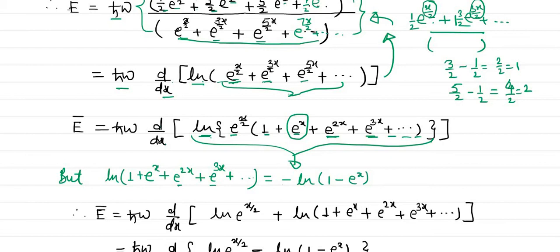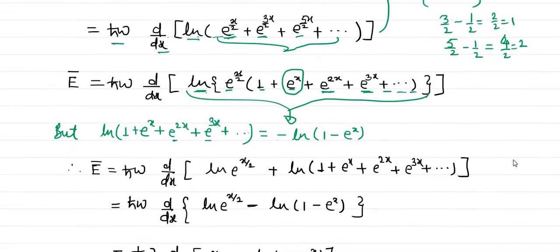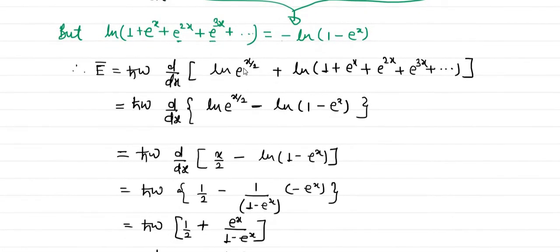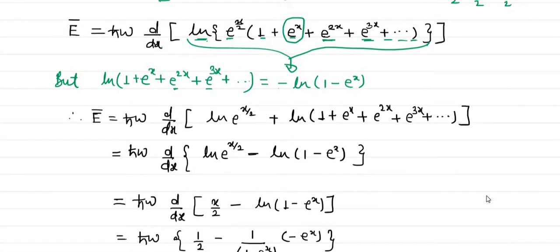Okay, right. So again we know the basic log rules: if log a by b is there, then we can write log a minus log b. So again we will use that here. What we have here is h cross omega as it is, d by dx of, first of all we will expand this, because it is log of e power x by 2 into this bracket.